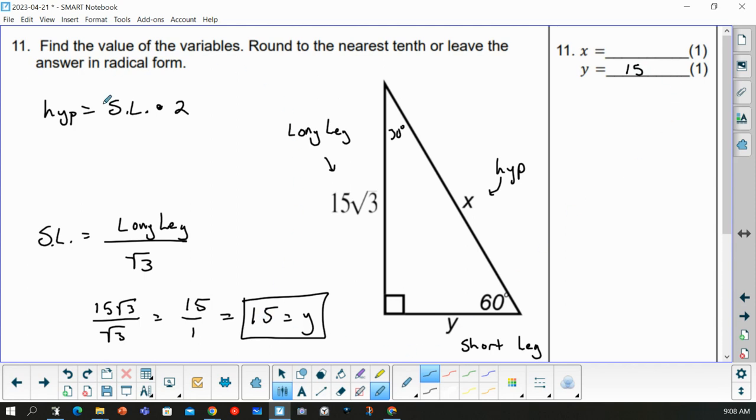Now I can go back up here and find the hypotenuse. The hypotenuse is equal to the short leg times 2. And now that I know the short leg is 15, I'm going to do 15 times 2, which is 30, and that is my x. See how easy that is? Nice little shortcut, 1-point question, right or wrong.